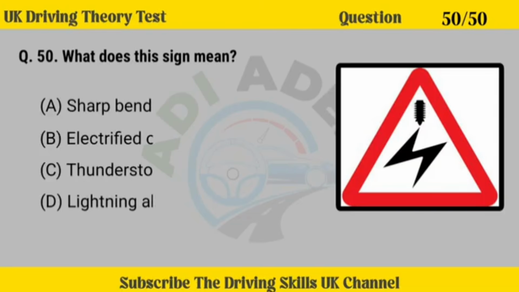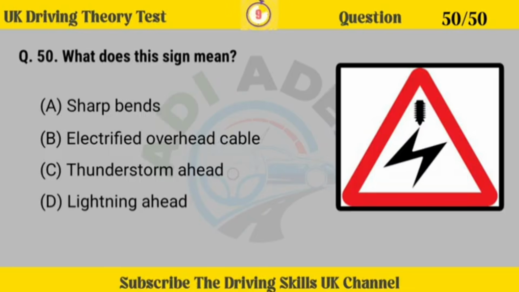A. Sharp bends. B. Electrified overhead cable. C. Thunderstorm ahead. D. Lightning ahead. The right answer is B. Electrified overhead cable.